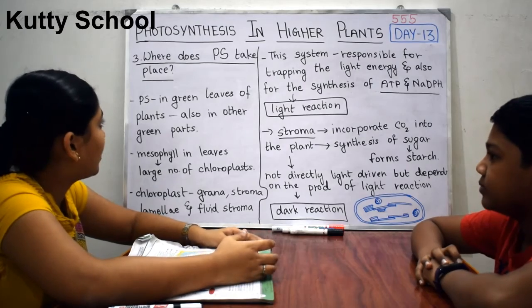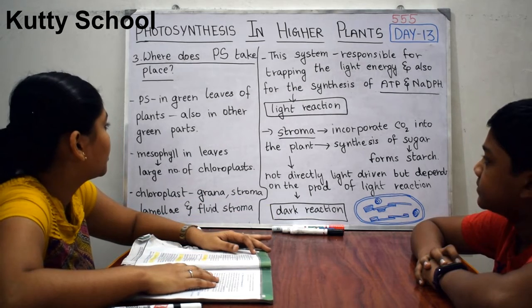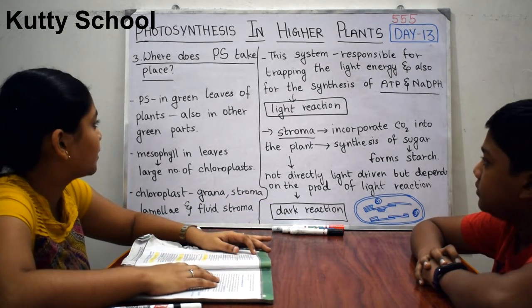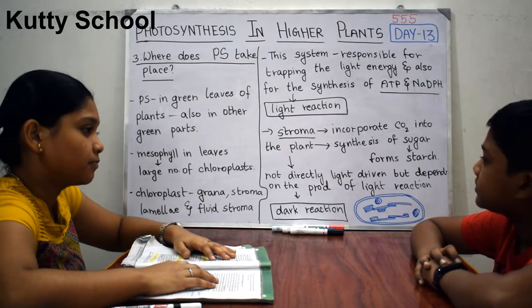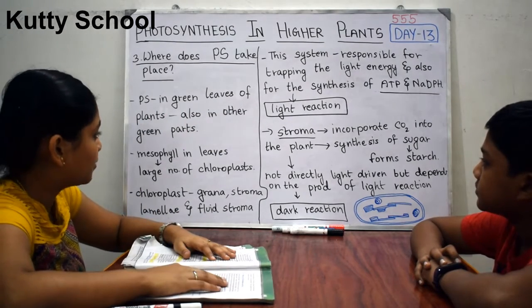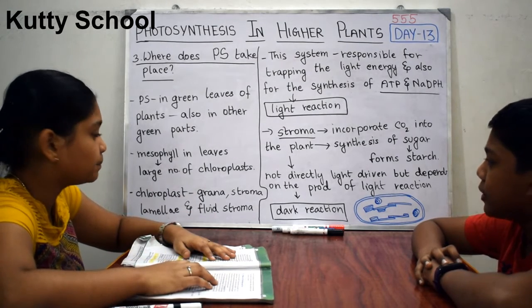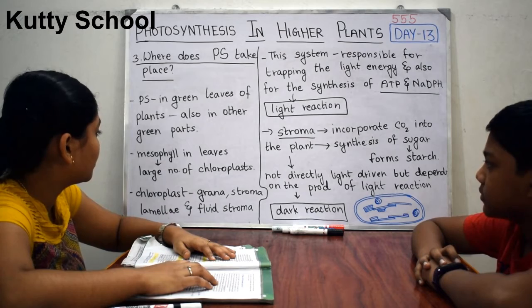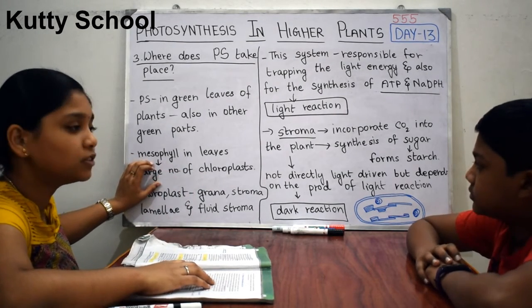We are going to see where photosynthesis takes place in plants. Photosynthesis generally takes place in green leaves, the green leaves of plants. It also takes place in the other green parts of the plant, like green stems. Generally, photosynthesis occurs in the mesophyll cells in leaves.